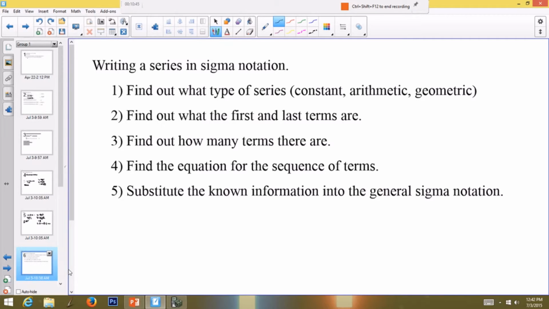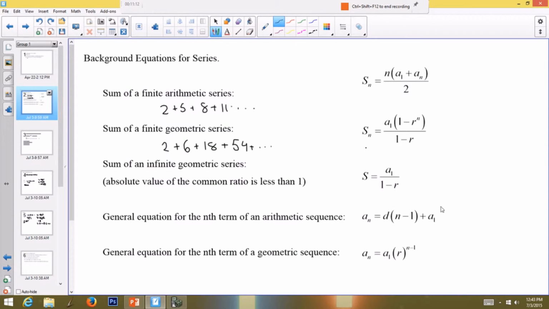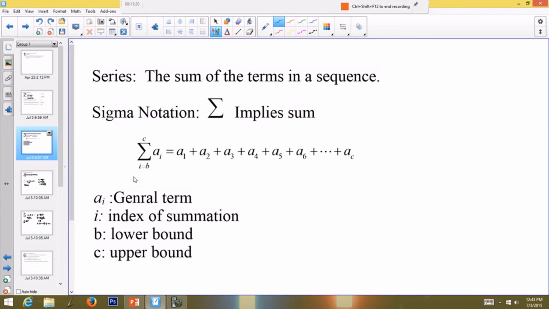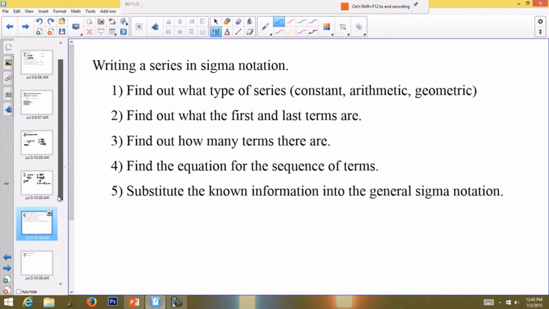The last part of what we're going to be talking about today is writing series in sigma notation. So the first thing you're going to want to do is figure out what type of series it is. Is it going to be constant, arithmetic, or geometric? Those are the only ones that I have in the practice, but there are other types. Then we're going to find out what our first and last terms are because we may need that. We need to find out how many terms there are. We're going to need that for the upper and lower bound. And then we're going to find the equation for the sequence of terms. That's this list of equations right here. Once we found all that, we'll substitute all of that known information into this general sigma notation. So let's do a couple of those.